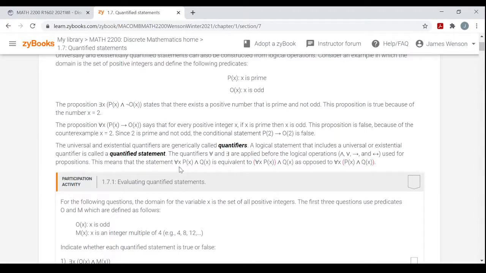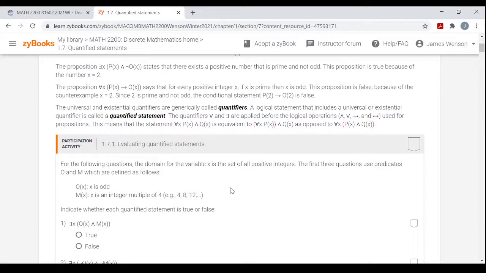This means that the statement for all x, p of x, and q of x is equivalent to for all x, p of x, and q of x, as opposed to for all x, and then parentheses around p of x and q of x. So it's basically order of operations here. If there are no parentheses and you see a quantifier, you look at the statement with the quantifier attached first. You would imagine parentheses around this. You do this first and then do all the other logical operations and then do the and q of x. So you see that here. Whereas over here, see the parentheses are present, so I would look at the statement in parentheses first, and then apply the quantifier to them. All right. So pay attention to where parentheses are present.